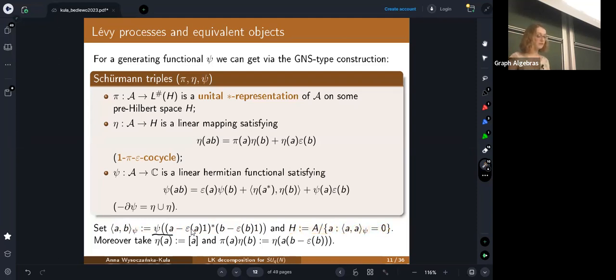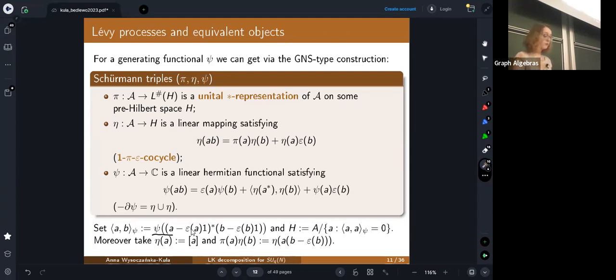And this way we get a triple called a Schürmann triple, which consists of a unital star representation of the algebra on some Hilbert space. Together with it, we can associate a linear mapping, which is defined to associate to an element in A its class in this quotient space. And it can be shown that this mapping satisfies this relation showing how it behaves under multiplication. So it will be only linear, but it will be somehow under control as for how it acts on products.